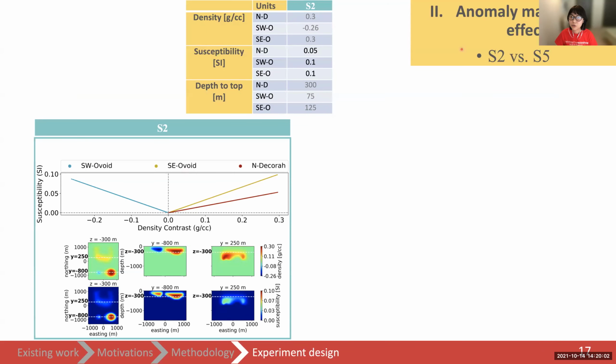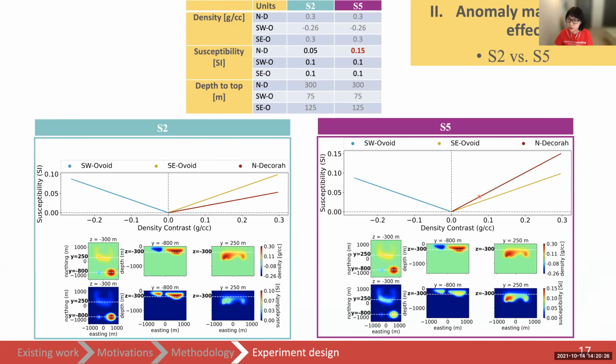Also, in the second group, in order to investigate the effect of the physical property magnitudes, we can compare scenario 2 and scenario 5. Here is scenario 2 that we have just introduced. In comparison with scenario 2, scenario 5 anomalies are at the same depths, but its North Decor unit has higher susceptibility values. Therefore, in its scatter plot, the red linear trend for the North Decor unit is higher above the yellow linear trend for the southeast ovoid.